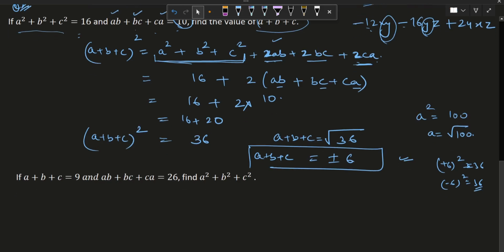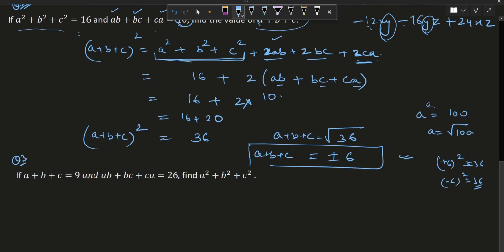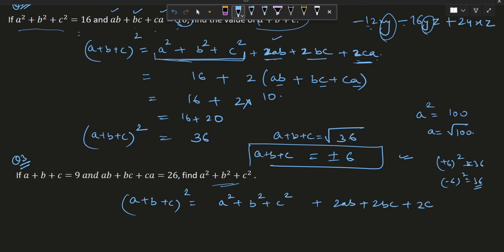Next question also, if you see, is similar to the second question only. Same identity, but we need to find out something else in the identity. Okay. So I'll just write a plus b plus c whole square. First, what is it? A square plus b square plus c square plus 2ab plus 2bc plus 2ca. Let's read what is given in the question. A plus b plus c is 9, given. Fine. Again this ab plus bc plus ca is 26. You need to find out this now.